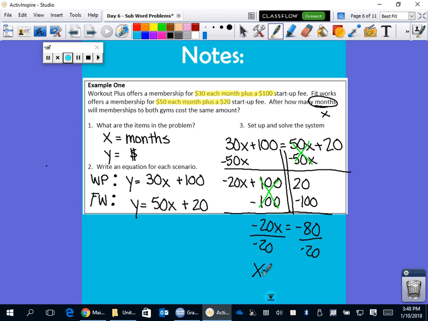So X equals 4, not just 4 what? 4 months. So after 4 months, the gyms cost the same amount. If you're going for 4 months, either gym works. If you go for less, do the one with the smaller startup fee. If you go longer than 4 months, do the one where it's less per month. Okay.